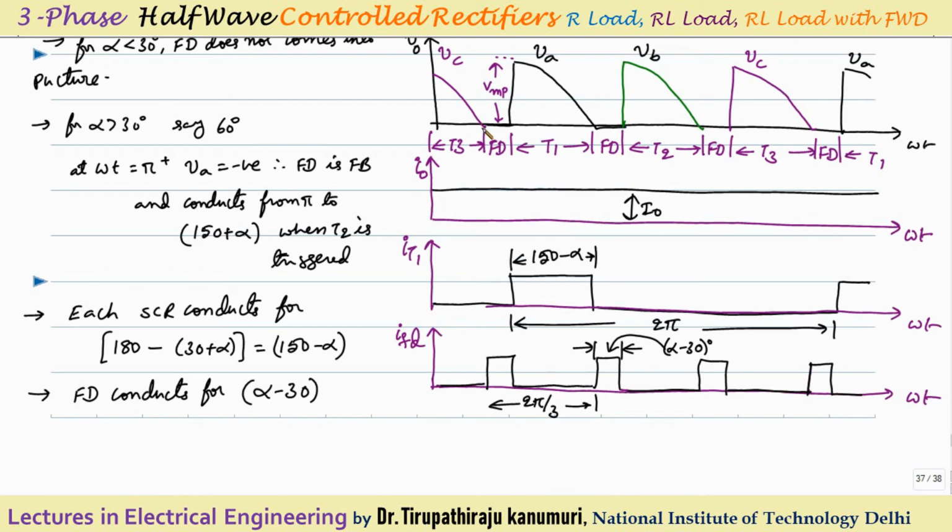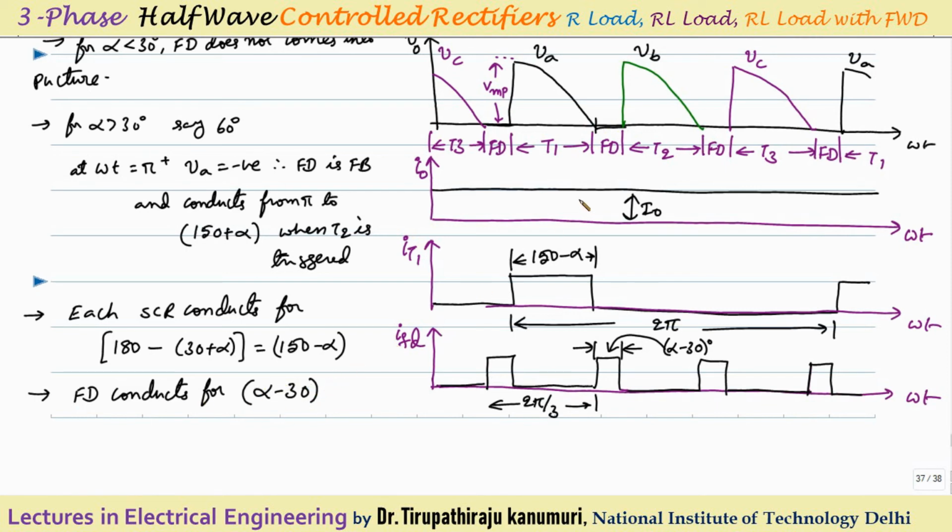So you can see here, at this instant, at omega t equal to pi, it stopped conducting, and it will again start conducting when B is fired. When B is fired, at 150 plus alpha. So for how much duration is the freewheeling diode conducting? The freewheeling diode is conducting for 150 plus alpha minus 180. So 150 plus alpha minus 180 will be equal to alpha minus 30. That way this freewheeling diode conduction came.